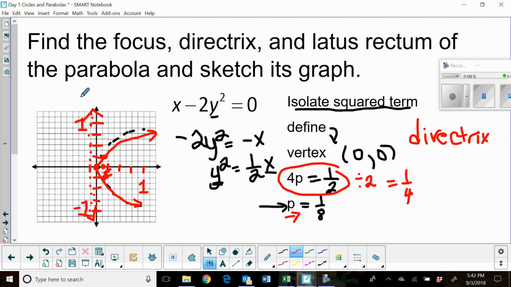So how can I define this line? Well, it's a vertical line, so I'm going to call it x equals. And what did I do? This point where it's crossing the axis is at -1/8.